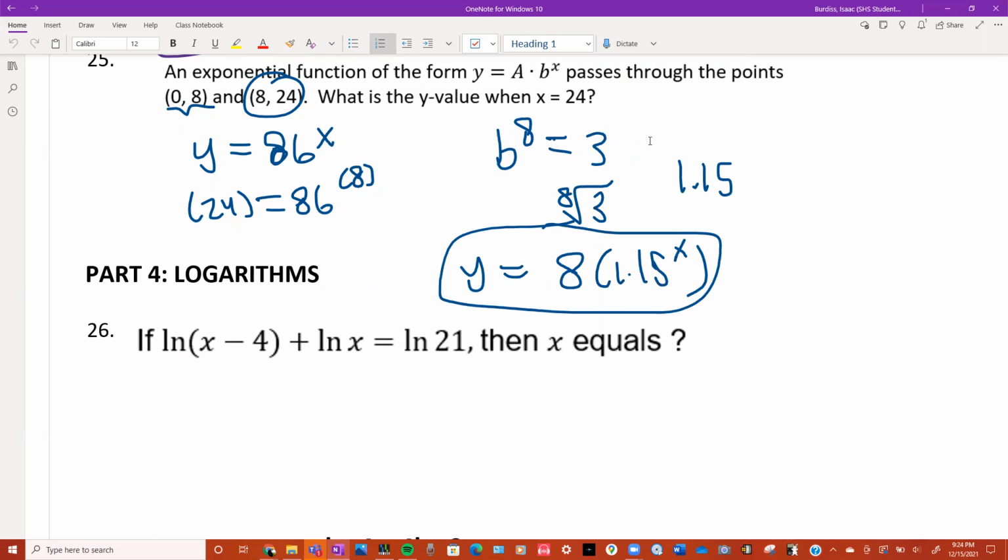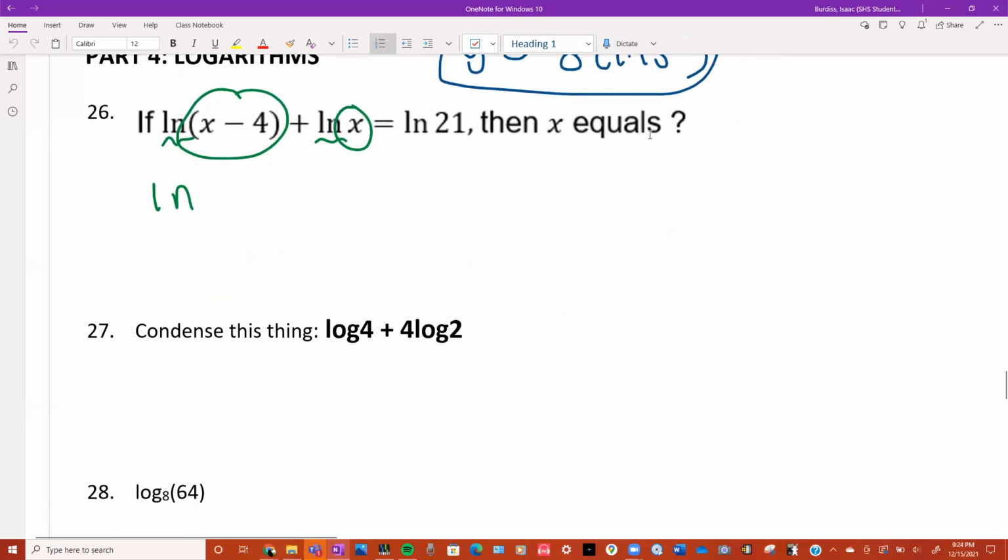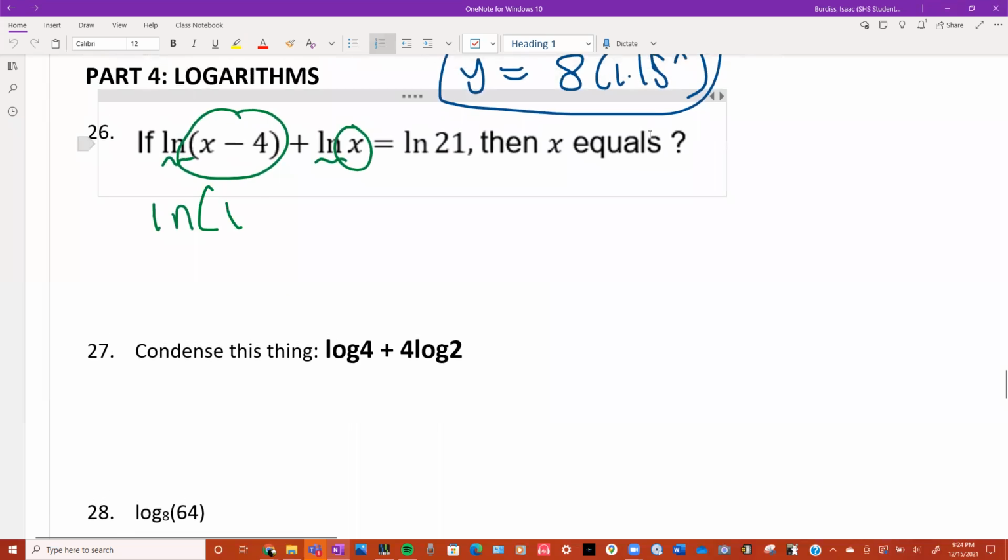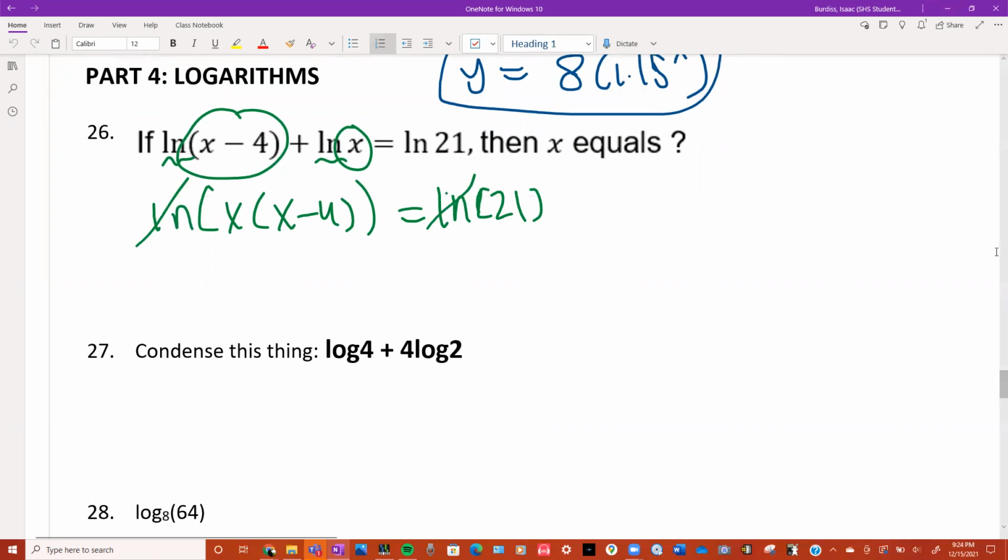All right, that was exponentials. Logarithms. We have to solve for x in this problem, and remember we can combine them by multiplying. When it's plus, we multiply them. So we do ln, and then that'll be x times x minus 4 equals ln 21. Whenever you have an ln on both sides, no more ln's. And then that would change to x squared minus 4x, and then equals 21.